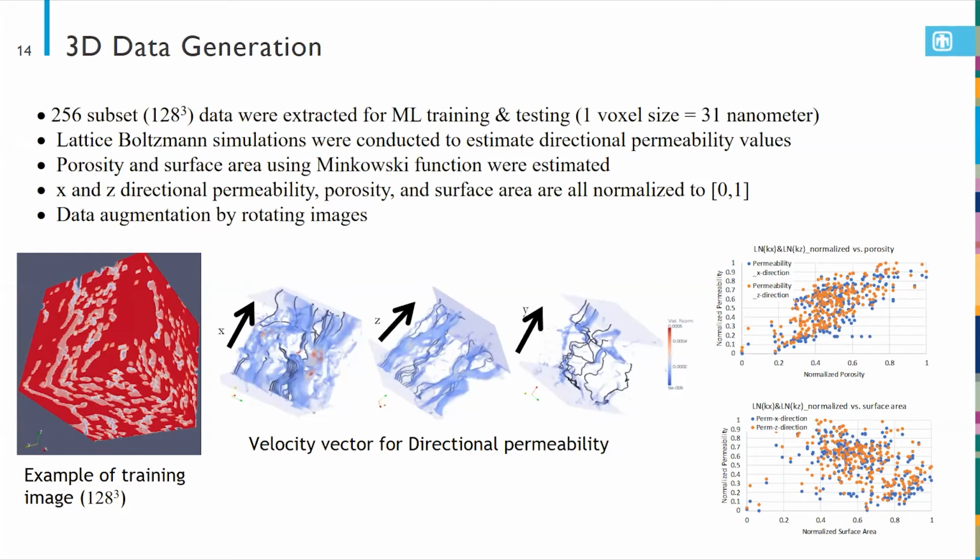Then, using the lattice Boltzmann method, we generate permeability values, and we also estimate the porosity and surface area using Minkowski functionals. Since we need more data, we did some data augmentation by rotating images, so that we can improve the number of training data. As expected, this three-dimensional original data has a more scattered relationship compared to the two-dimensional ideal data set.